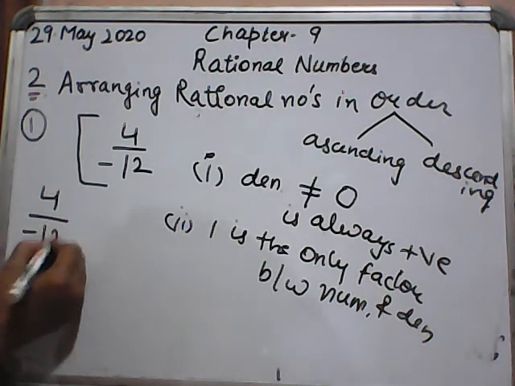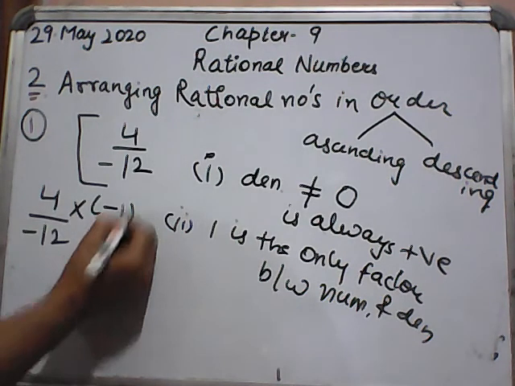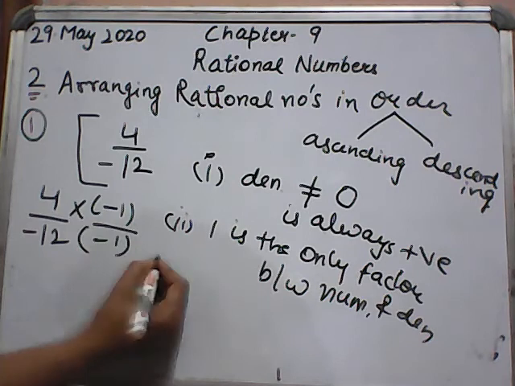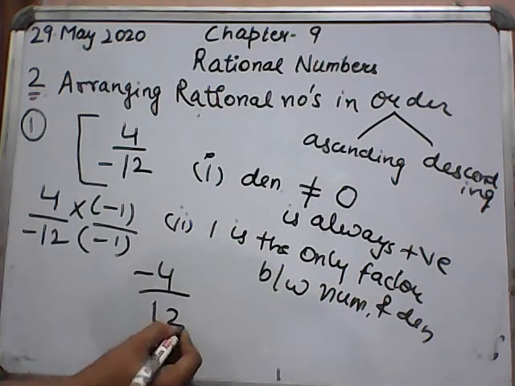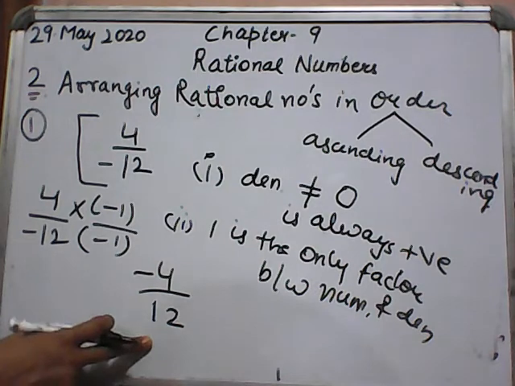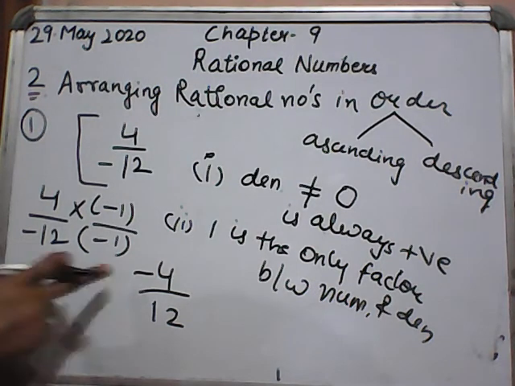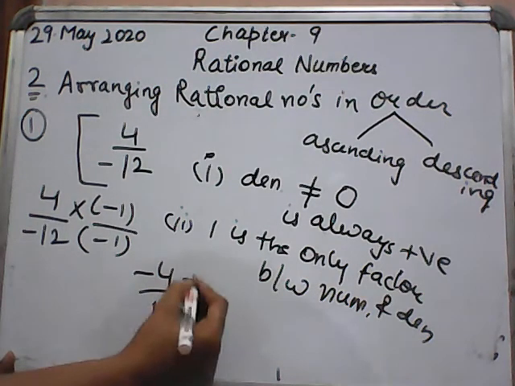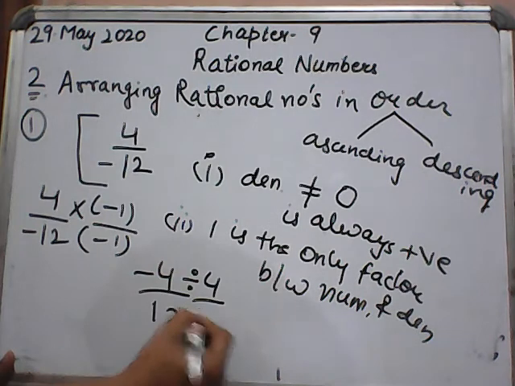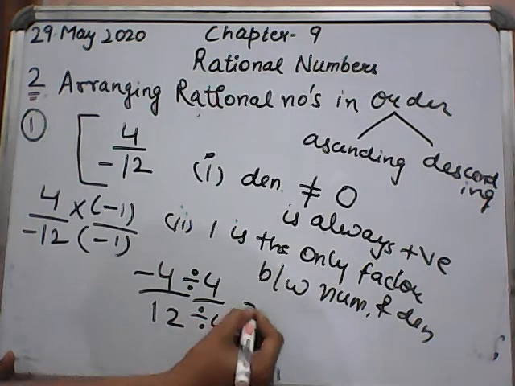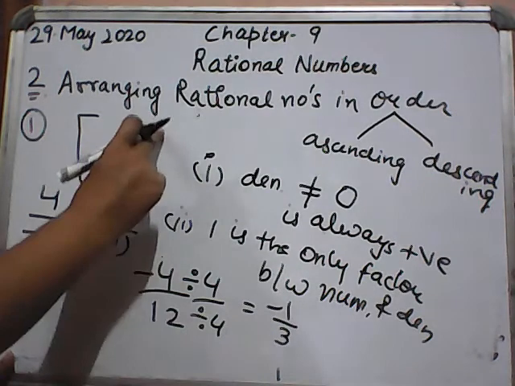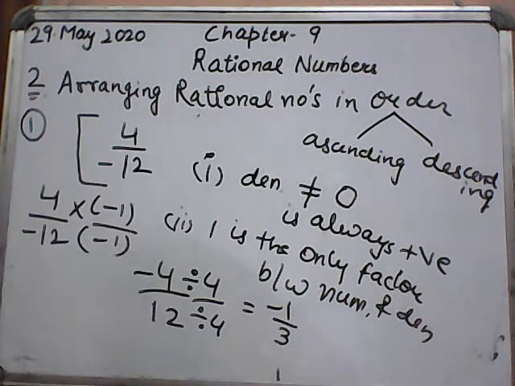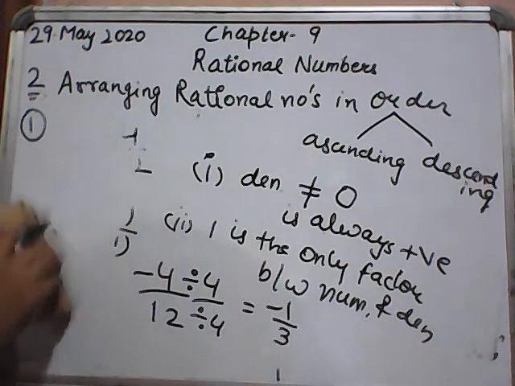Firstly, multiplying numerator and the denominator by minus 1. 4 into minus 1, minus 4. Minus 12 into minus 1, plus 12. Denominator is positive. Now HCF of 4 and 12 is 4. So divide numerator and the denominator by their HCF, minus 1 by 3. Now minus 1 by 3 is the standard form of 4 by minus 12. In this way you can convert a rational number into standard form.